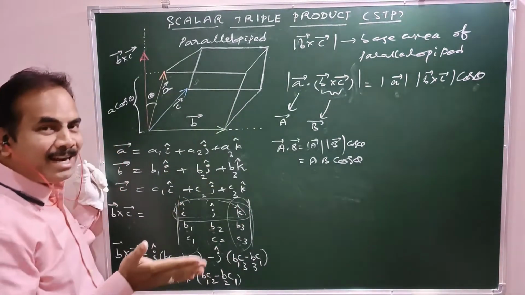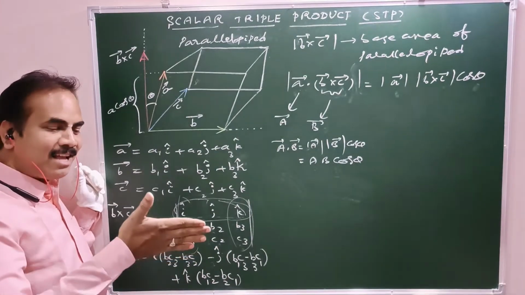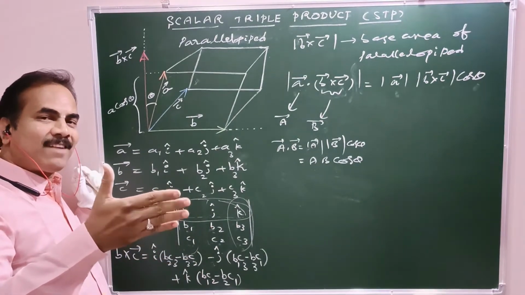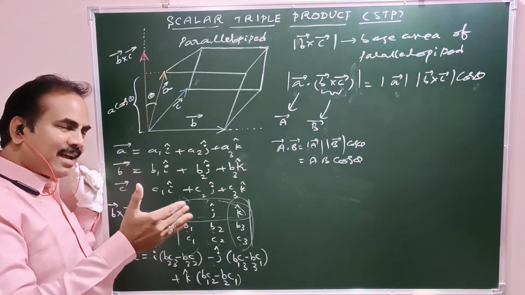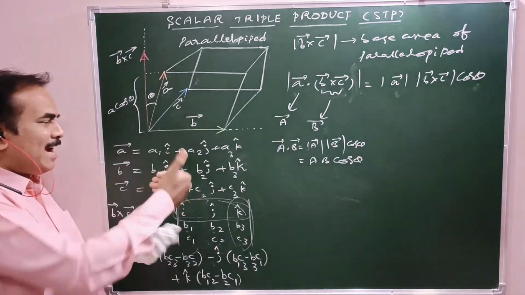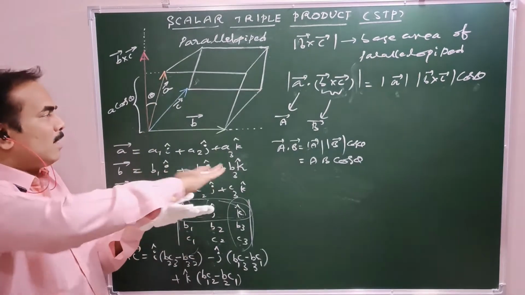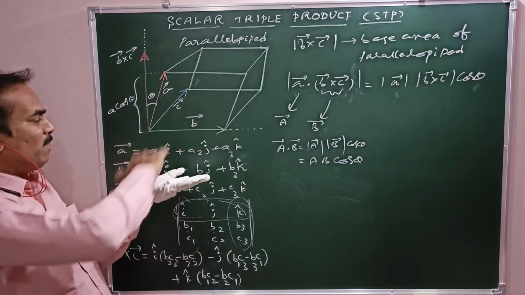As per the right hand thumb rule, take the curling of the four fingers of the right palm after stretching like that. That is, take the curling of four fingers from the first vector to the second vector, that is in an anti-clockwise sense in this plane. See, this is the plane of B bar and C bar.